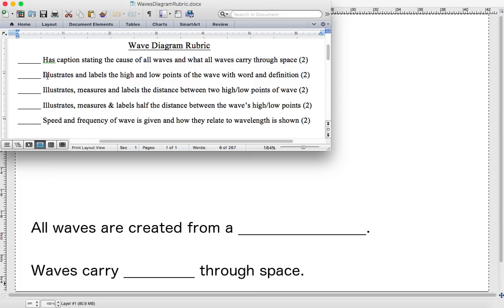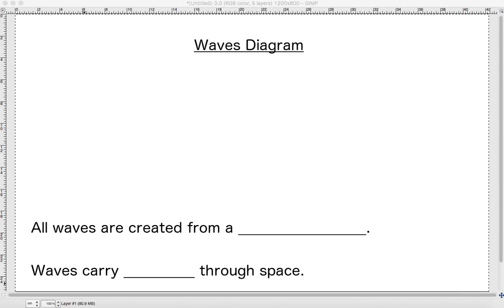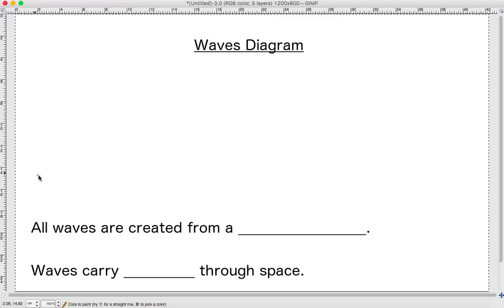Okay, the next thing we're going to have to do is start illustrating. We're going to make sure that our wave has a high and a low point. And then we're going to want to label it with the word and definition. The definition for each of these is pretty much given to you in the rubric. So I'm pretty new at using this drawing app, so hopefully it looks good enough for you to learn from.